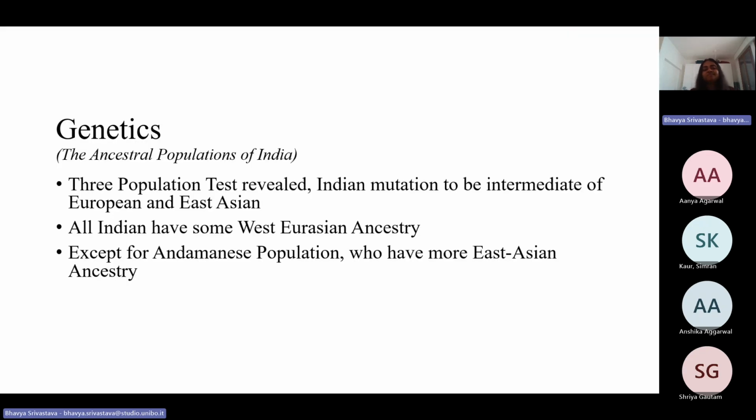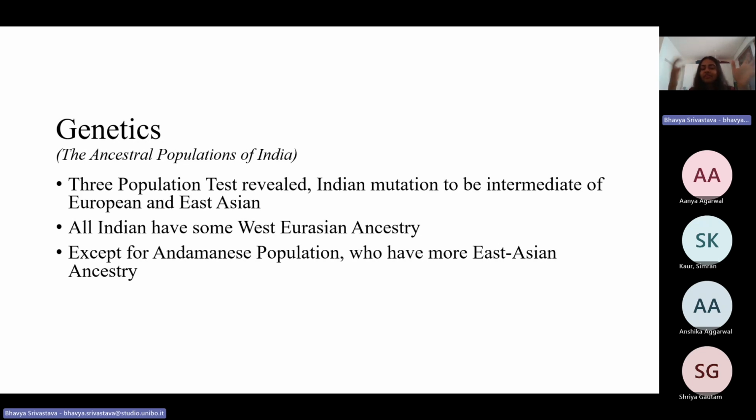So, a three population test is similar to a four population test, except that there are three populations involved here. In the case of India, the present day Indian population, both North Indians and South Indians, was compared with people from Europe and East Asia to understand to whom we were closer, or with whom we shared a more common ancestor.